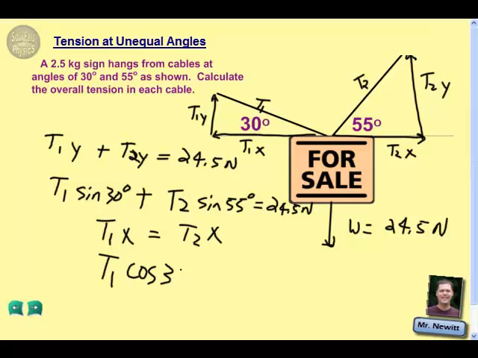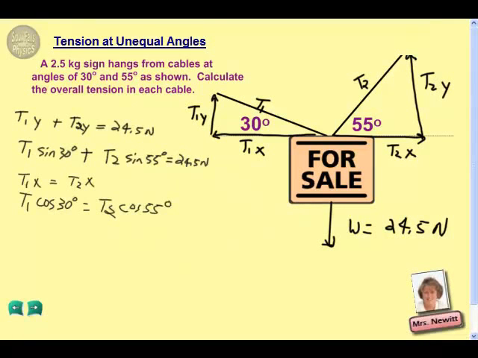And T2 could be written as the tension in cable 2 times the cosine of 55 degrees. The reason we know that is because the sign is in equilibrium. It is not moving left to right, so we know that those horizontal tensions have to balance each other out.